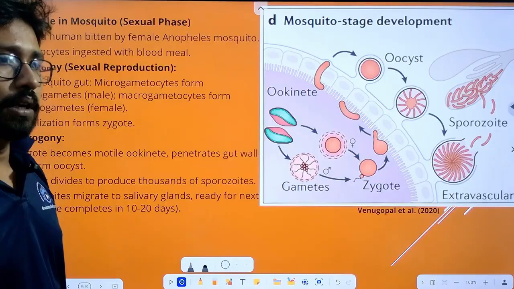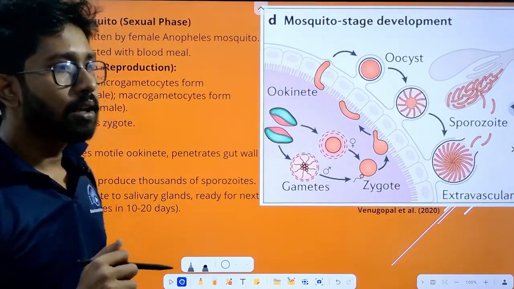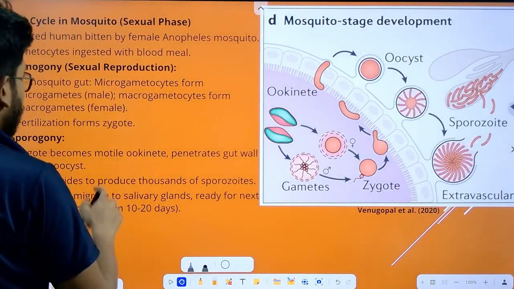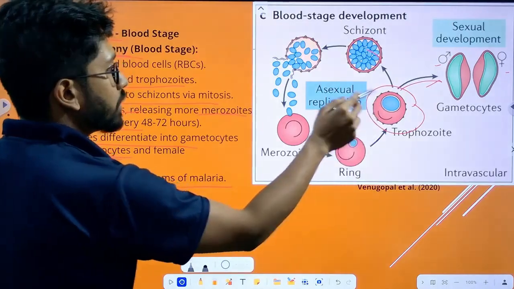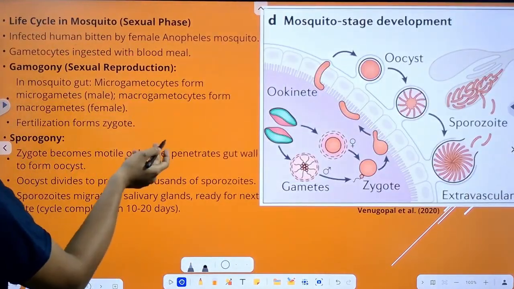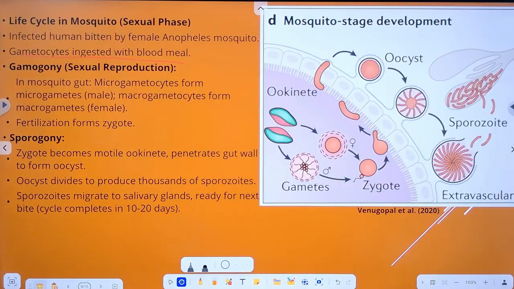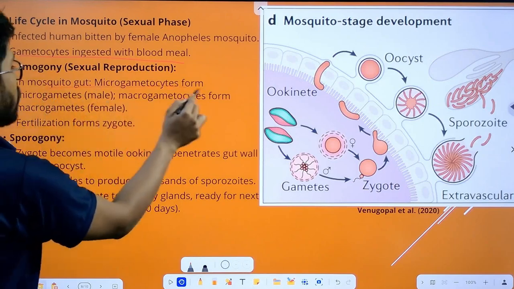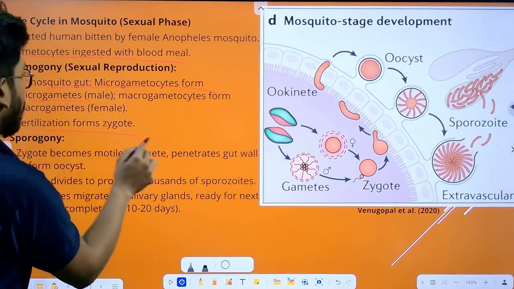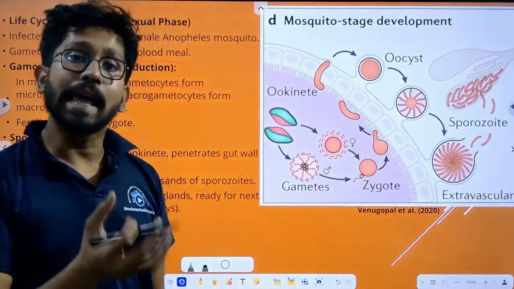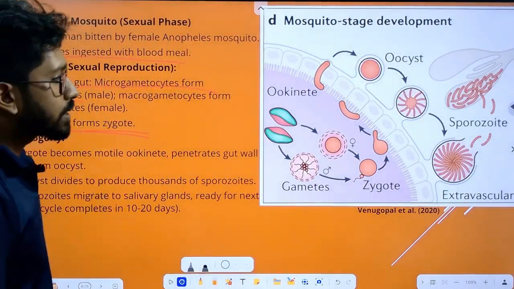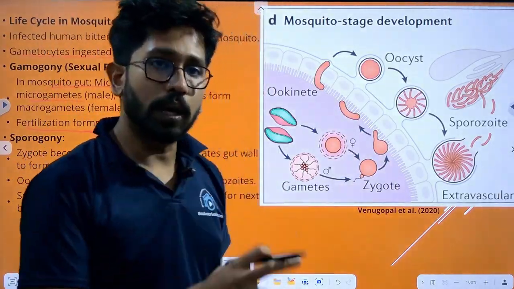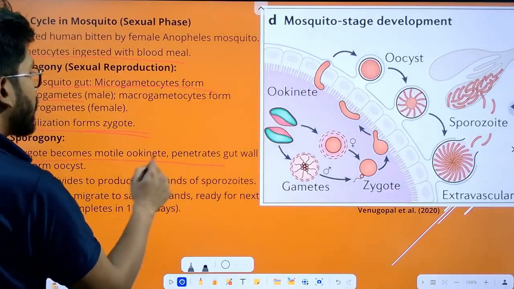Now let's see the sexual phase that happens in the mosquito. As I said, when a mosquito feasts on your blood, these gametocytes will get into the mosquito. The gametocytes are ingested with the blood meal. These gametocytes will go into the mosquito gut, and from there they will fertilize. This fertilization takes place and a zygote occurs. After that, these zygotes develop inside the mosquito gut, and then the zygote becomes an ookinete.